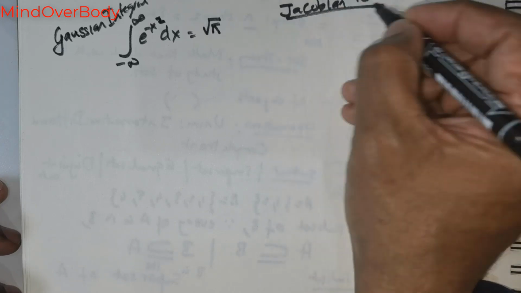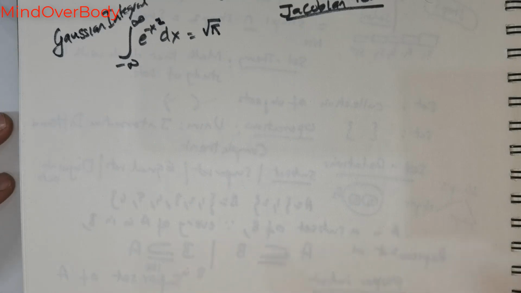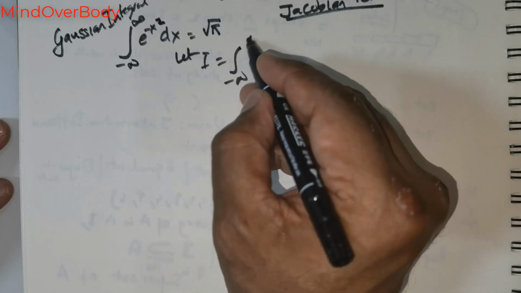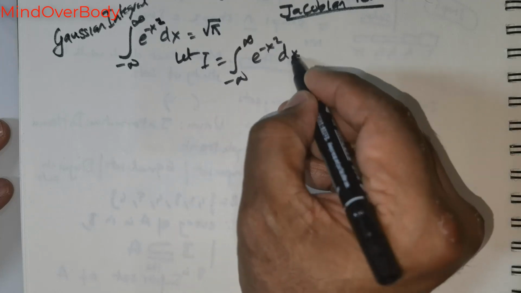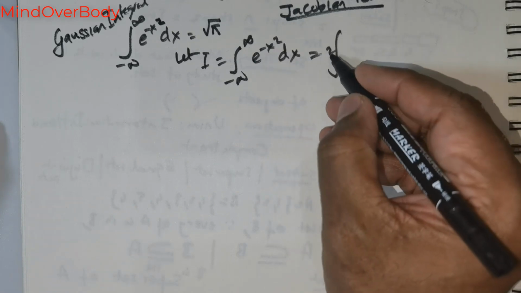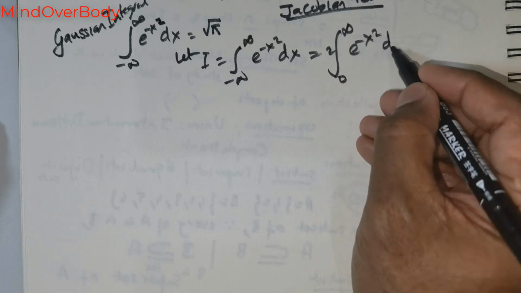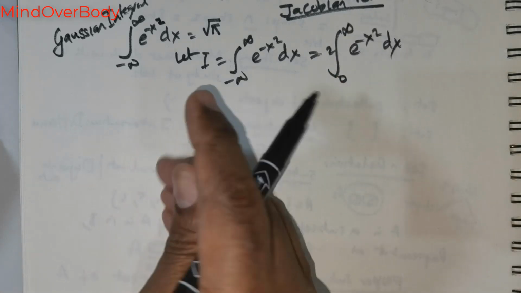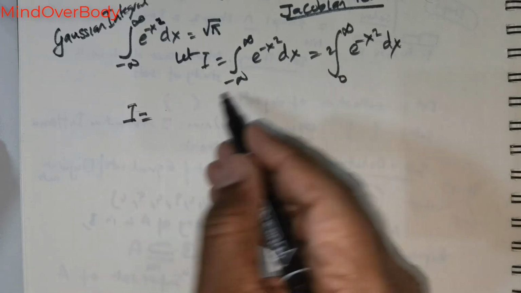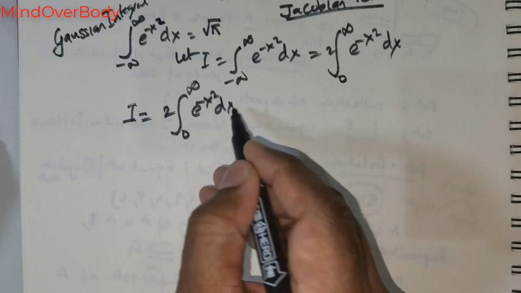to solve this. So foremost, I would like to consider I to be equal to the integral from negative infinity to infinity of e raised to the power of negative x squared dx. Now this is an even function, so I can rewrite this as 2 times the integral from 0 to infinity of e raised to the power of negative x squared times dx. So I have taken I to be equal to 2 times the integral from 0 to infinity of e raised to the power of negative x squared dx.